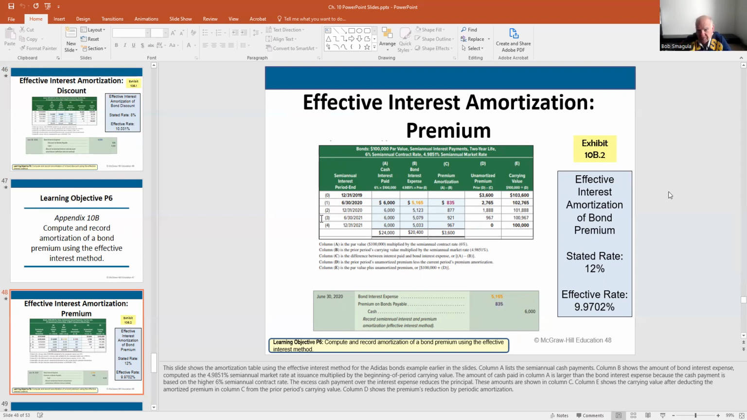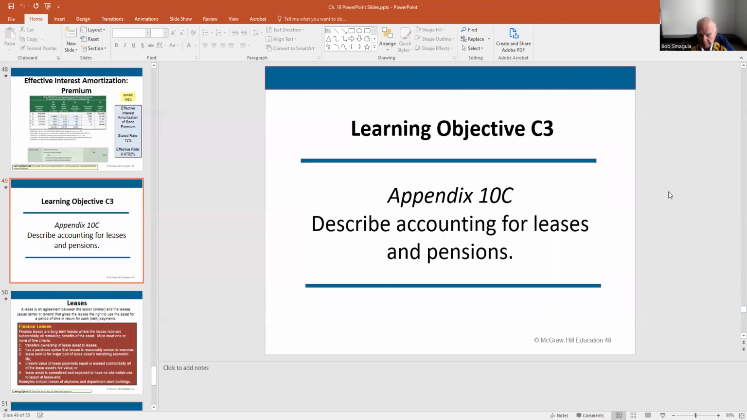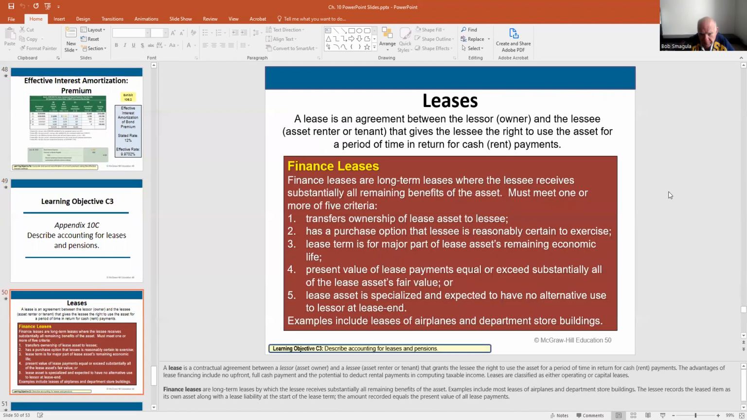I don't know how much of that might be on the test. In the last version of this textbook, there was quite a lot on the effective interest method. And we'll end up talking a little bit about leases and pensions.